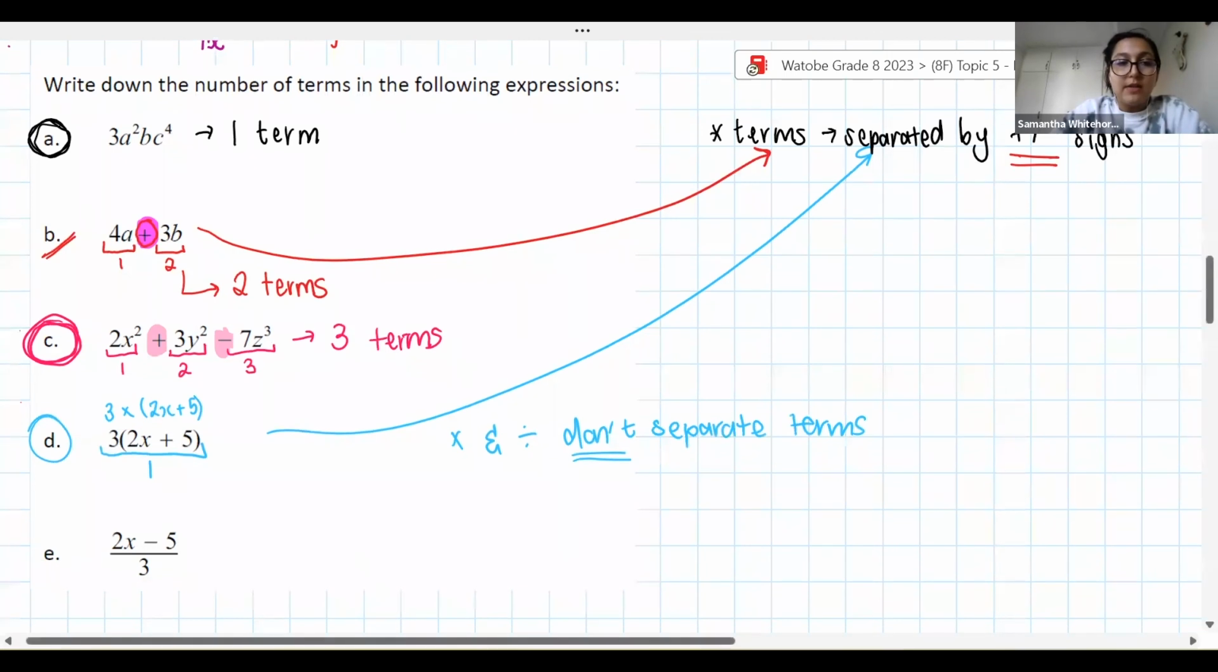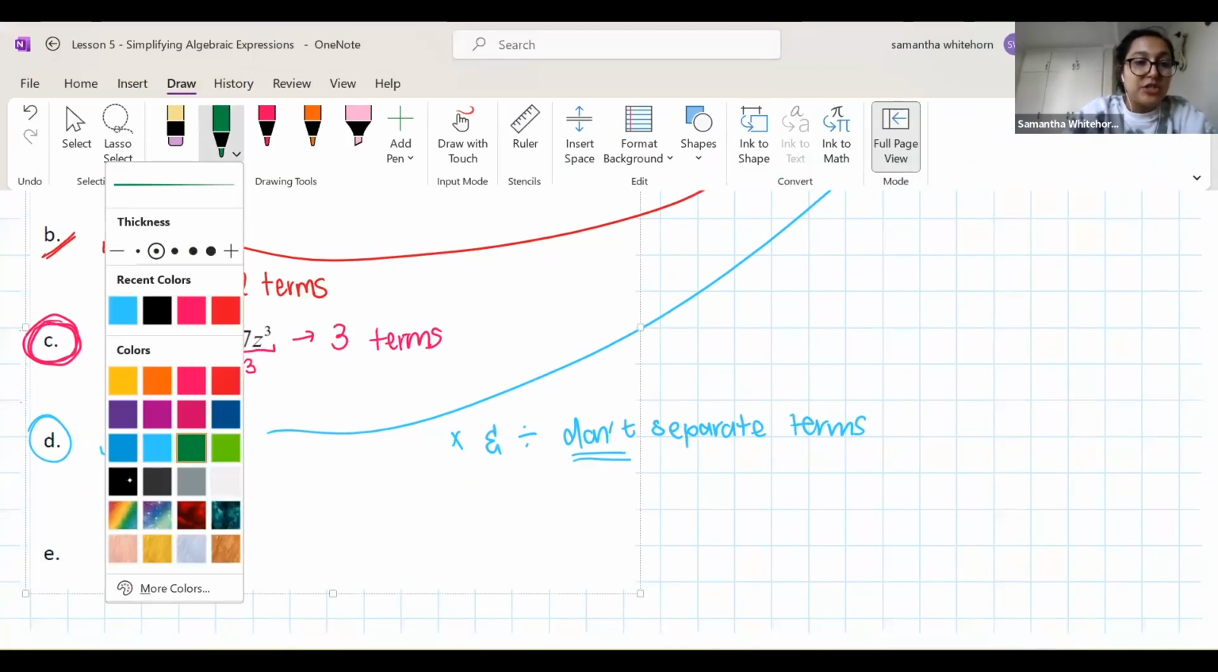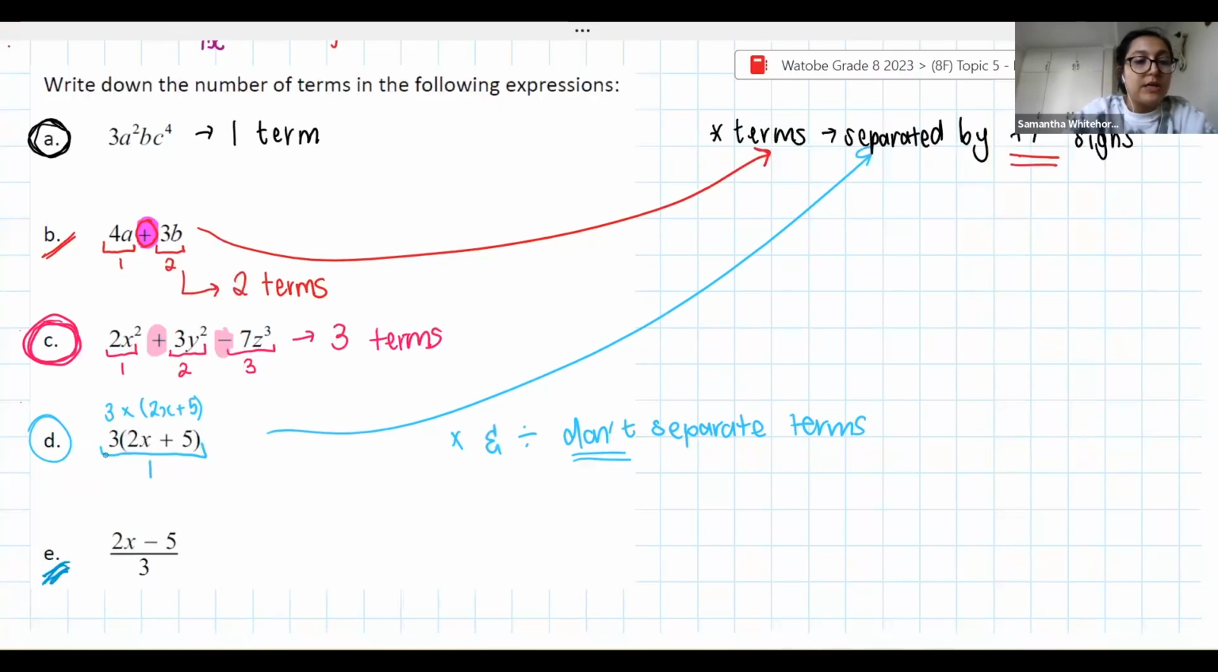Alrighty, so based on what I've just said about multiplication and division not separating terms, I want to know how many terms you think E has. So look at E, you've got a whole fraction with your numerator 2x minus 5 and your denominator 3. How many terms do you think the whole expression in E has?